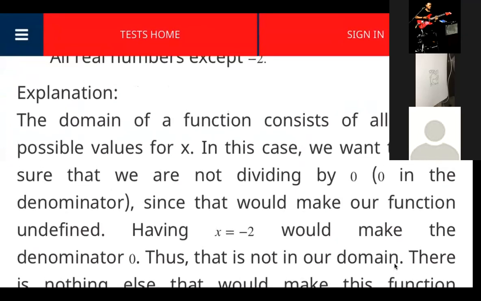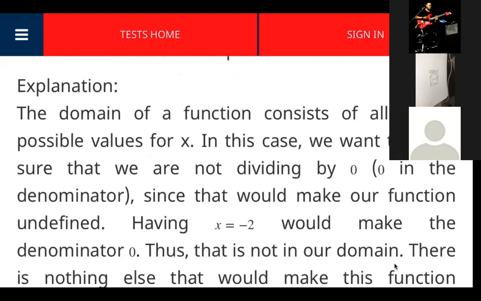Now the range sometimes is the same as the domain, but the codomain differs in mapping. So range is something like a domain. Now let me give you this explanation.